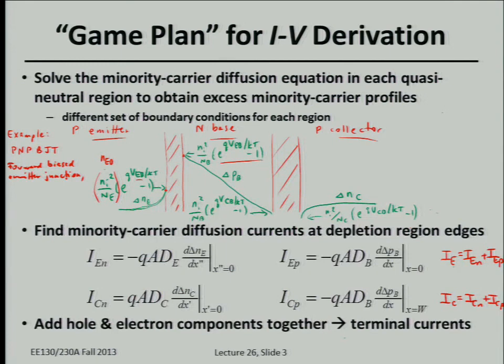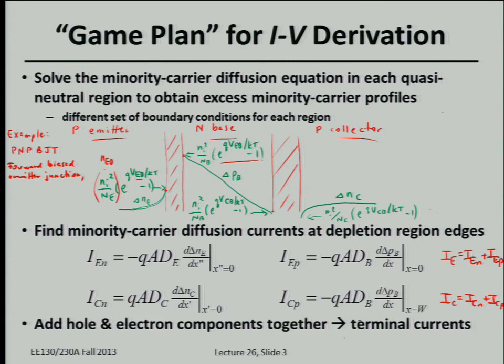And how about the collector junction? In this particular example that I've sketched here, is the collector junction forward biased or reverse biased? Reverse, right? Because the carrier concentration is decreasing towards the depletion region. So basically, minority carriers are being depleted towards the depletion region. They're getting swept across. That only happens under reverse bias.